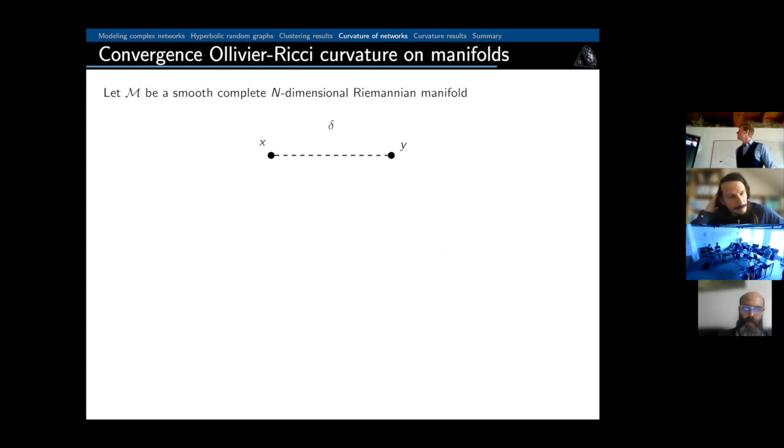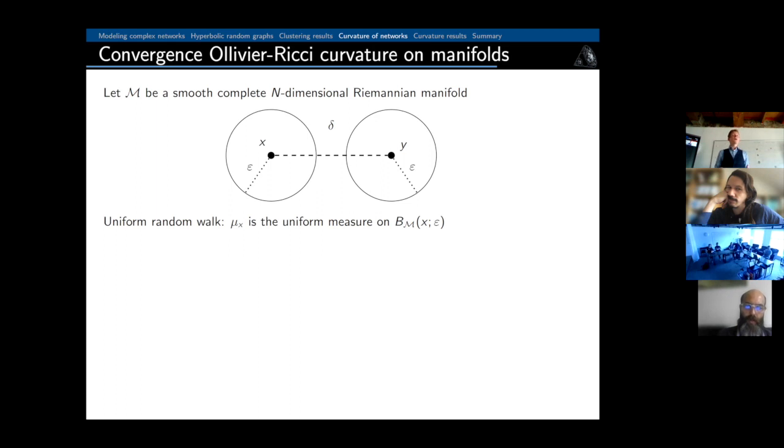But he does something more, because he actually proves that it is the right way to look at it if you go back to Riemannian manifolds. So what he did is he considered a smooth, complete, n-dimensional Riemannian manifold, in order to be sure that you can integrate things and have a volume. And then he said, okay, in this manifold, I'm going to consider the setting where I have 2 points at distance delta, and I'm going to look at uniform random walks for some fixed epsilon.